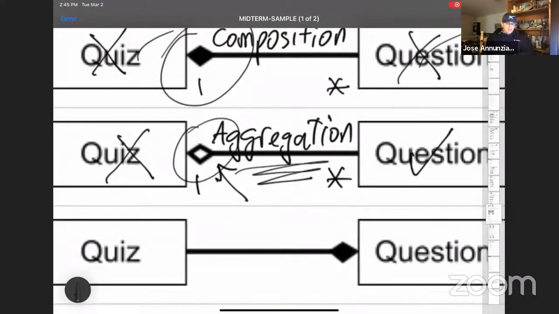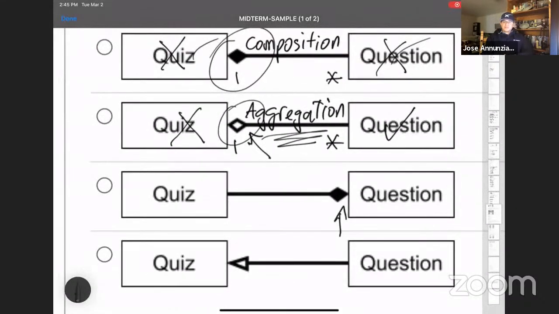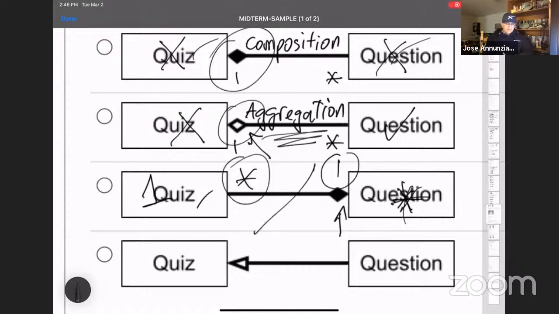What do we have here? We also have a composition, and there's a one-to-many like that. But that's not what we have. We have one quiz having many questions. We don't have one question having many quizzes. So this is wrong, definitely wrong.